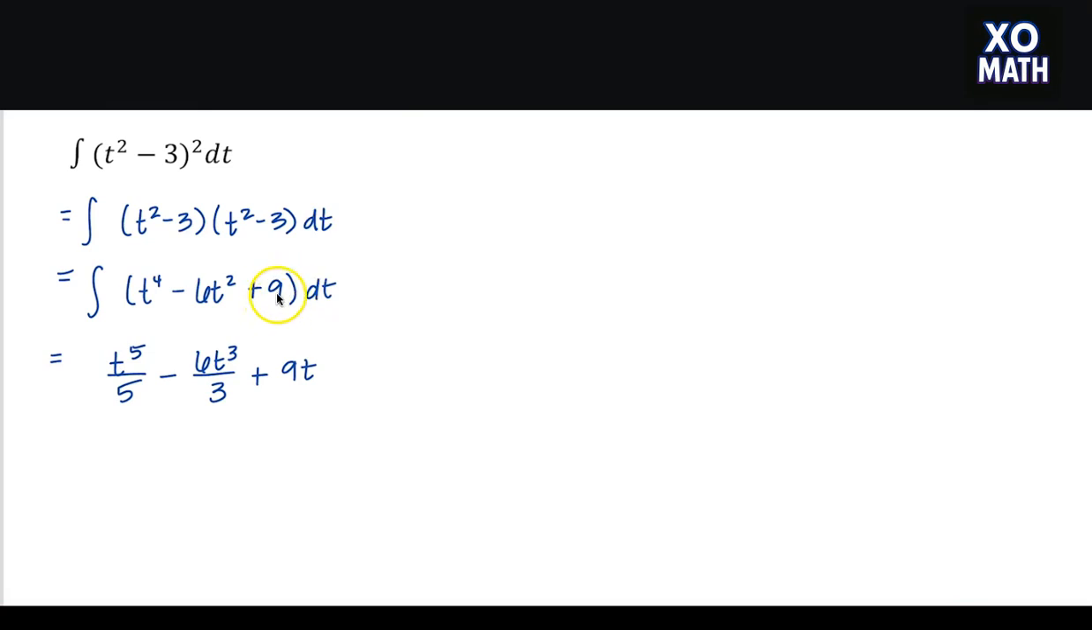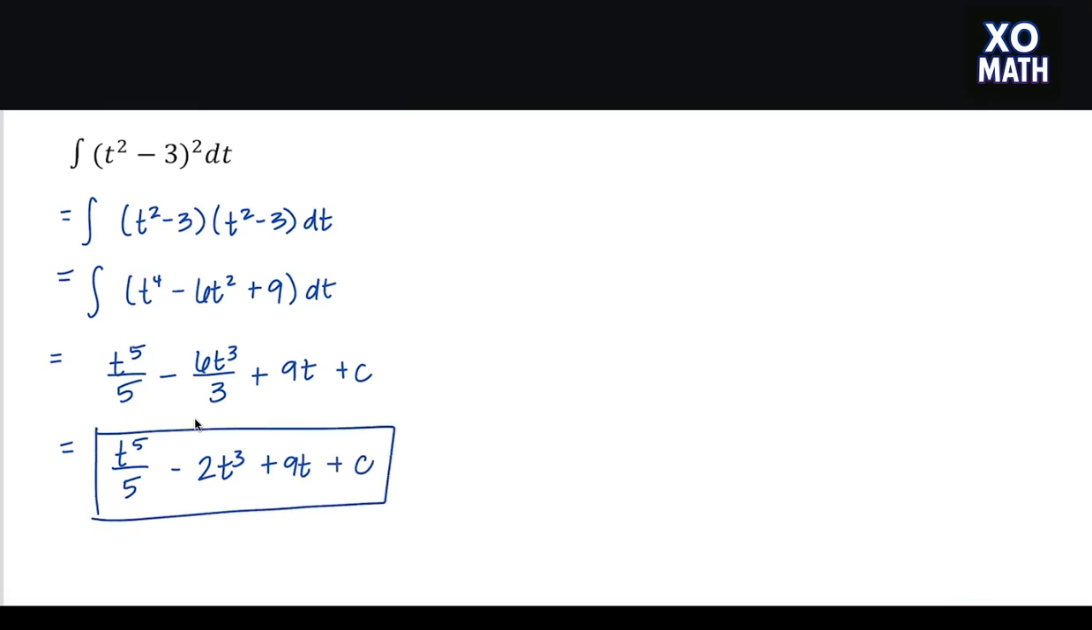So remember, if I have just a constant, I'm going to get a variable behind it, and our differential is dt, so the variable is t, and then our generic constant plus c. And I can reduce these values. 6 over 3 would become the coefficient 2, so negative 2 there, so I'd have t to the 5th over 5 minus 2t cubed plus 9t plus c.